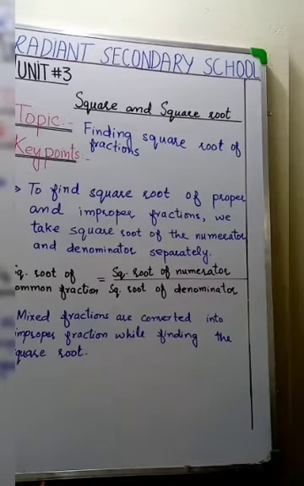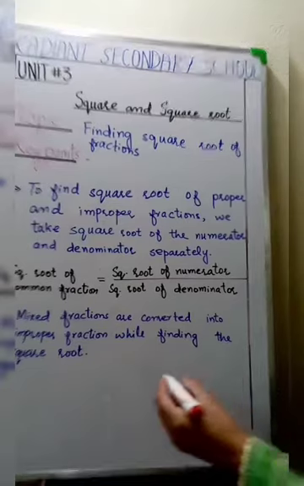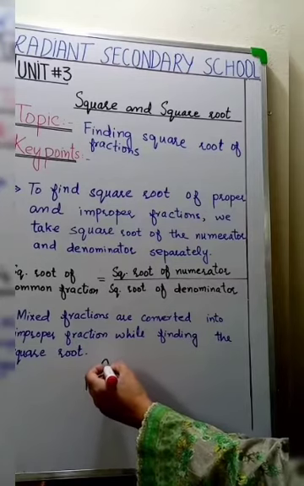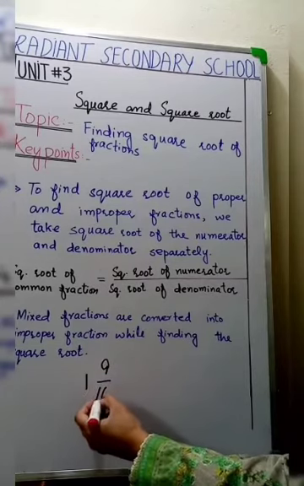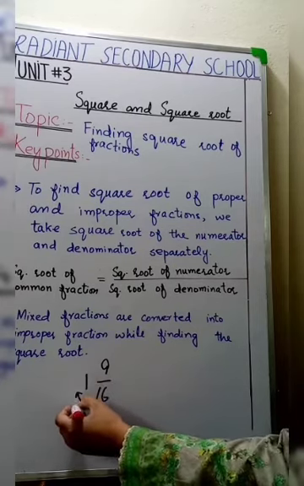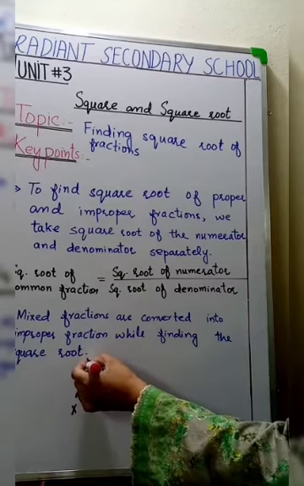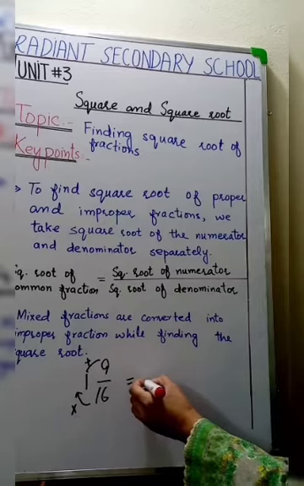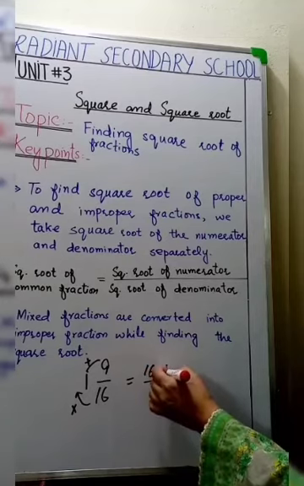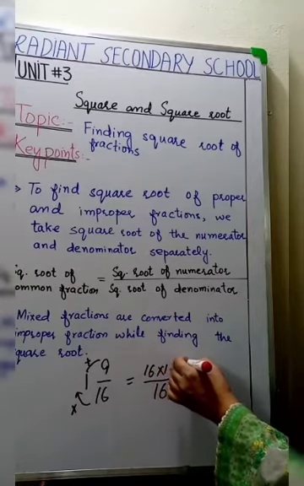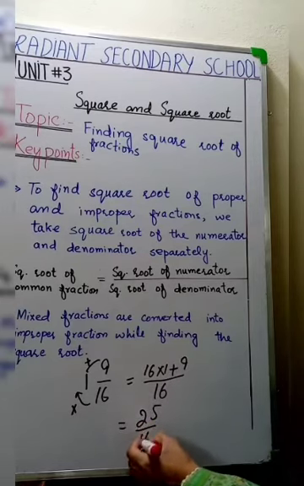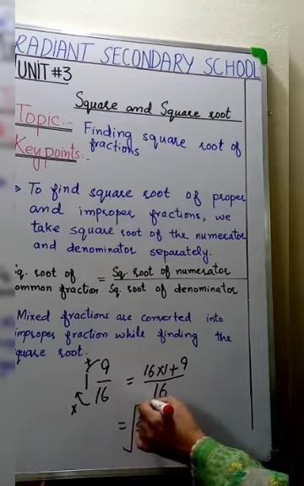If you have a mixed fraction, how will you convert it into an improper fraction? Suppose I have a mixed fraction, 1 whole number 9 by 16. What I will do is multiply the denominator with the whole number, and then add the numerator to the answer. Here you see the denominator is 16, and when I multiply 16 with the whole number, 16 ones are 16, plus 9, it will be equal to 25 by 16. It means now I will find the square root of this fraction.